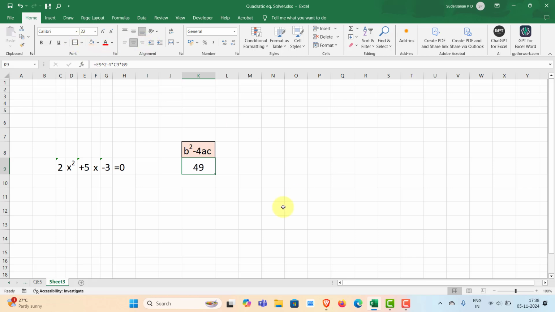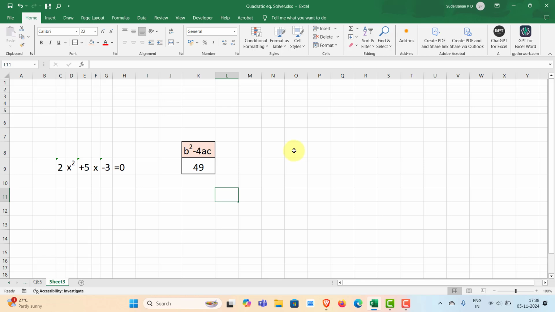I'll make it at the center. So b² − 4ac we got. When it is a positive value, you will get two real roots. When it is negative, you will get imaginary roots. If it's 0, you will get equal roots. So based on the value of b² − 4ac, we should decide. If it is greater than or equal to 0, you can calculate the roots.